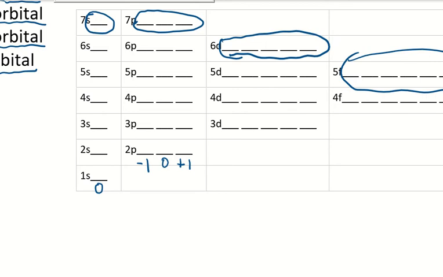Then you got D, start in the middle. 0. Go to the right, positive 1, positive 2. Go to the left, negative 1, and negative 2.